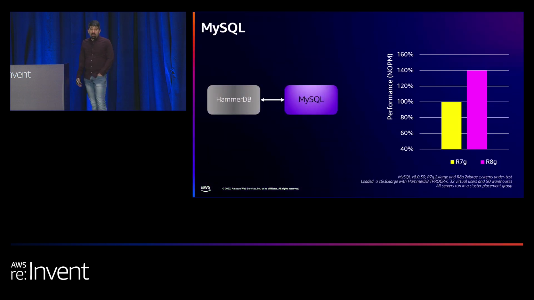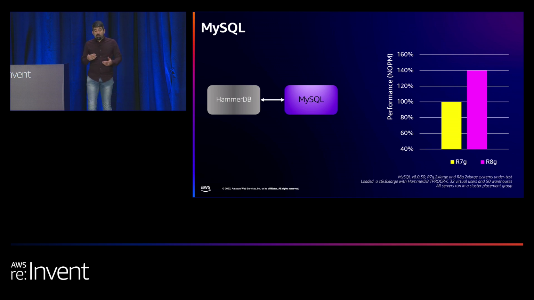Here I've got a number of workloads that we've measured, and I'm comparing a Graviton 3 R7G to a Graviton 4-based R8G. In all these cases, we're using the same number of vCPUs, 8. And here we're running HammerDB. HammerDB is an open source load generator for a database.